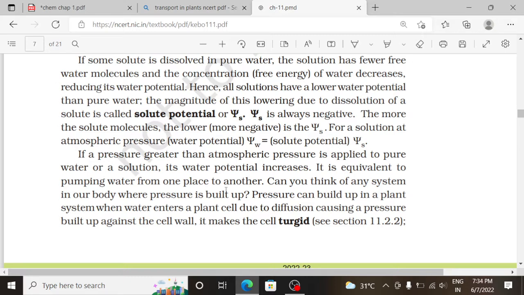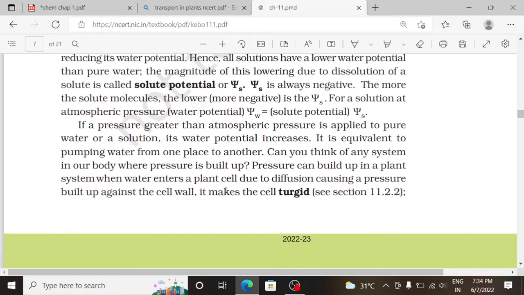The magnitude of this lowering due to the dissolution of a solute is called solute potential, or psi s. Psi s is always negative. The more the solute molecules, the more negative is the psi s. For a solution at atmospheric pressure, water potential psi W is equal to solute potential psi S.